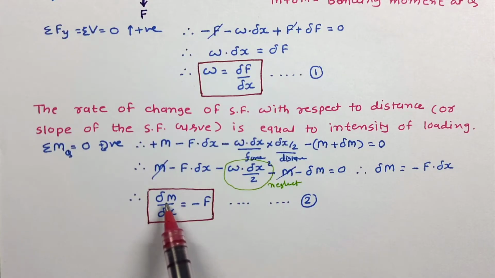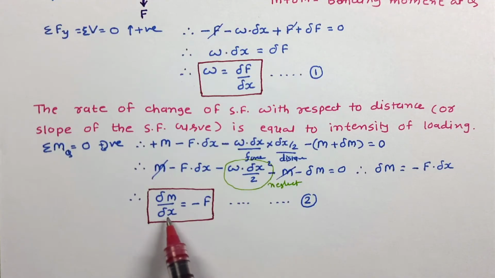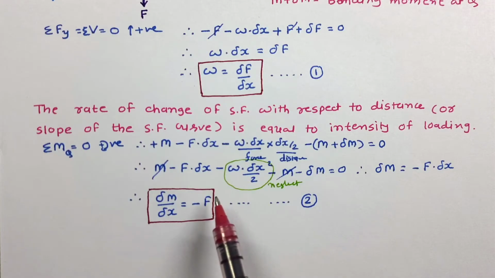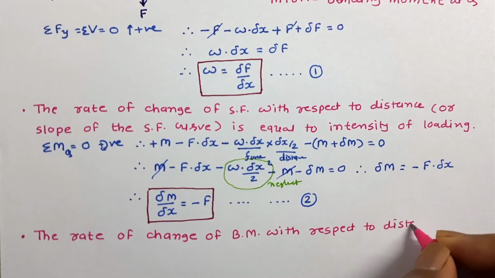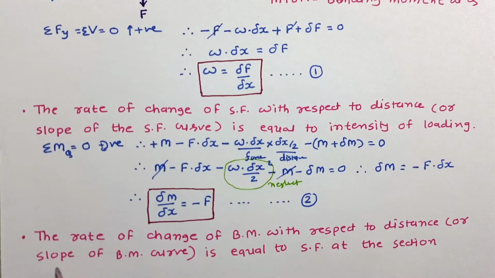This equation shows that the rate of change of bending moment with respect to the distance is equal to the shear force at that section. So let us write it. We can say the rate of change of bending moment with respect to the distance, or the slope of the bending moment curve, is equal to the shear force at that section.